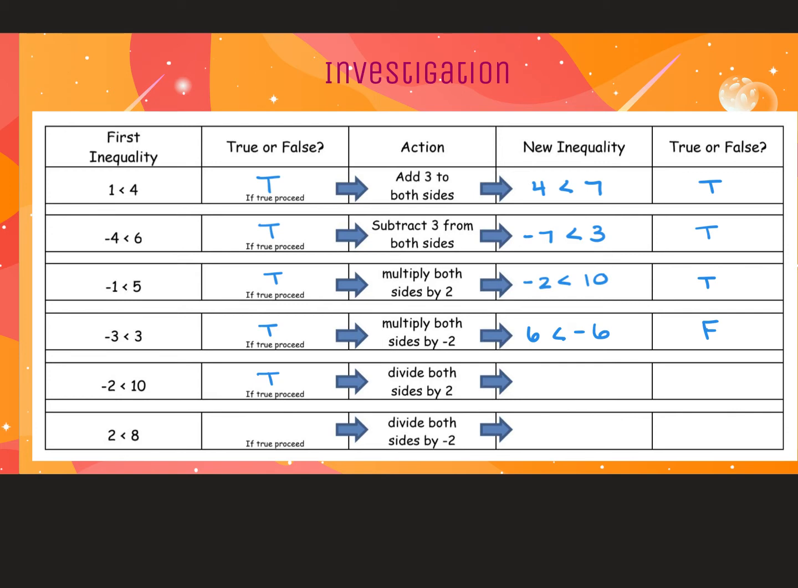Now we're going to divide both sides by 2. So we get negative 1 is less than 5, which is a true statement. Now we're going to multiply. Let's look here. We have 2 is less than 8, which is a true statement. Multiply both sides by negative 2. We have negative 4 is less than negative 16. That is not a true statement. That is false because, again, the closer a number is to 0 on the negative side, the bigger the number is.